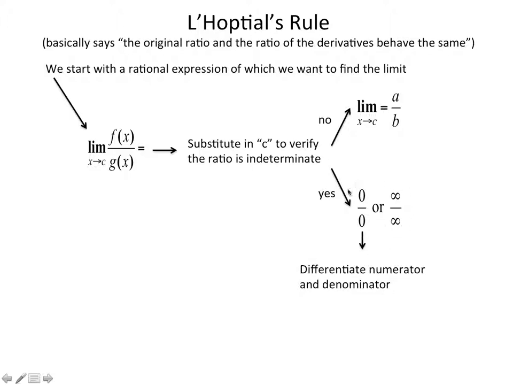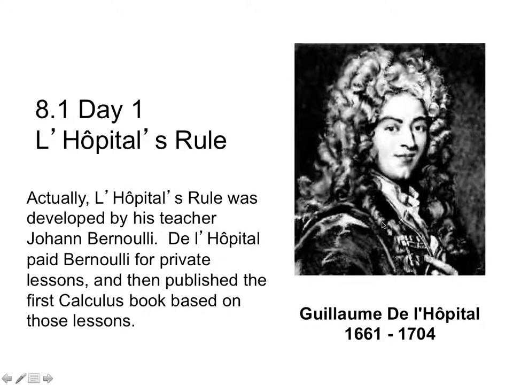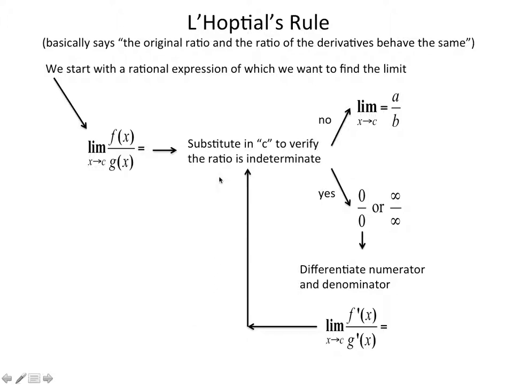So if it's not factorable, and we can't use algebra, then we go ahead and differentiate the top and the bottom. And we plug in c again. So here's the derivative of the top, and here's the derivative of the bottom. We plug c in again. And if it's still 0 over 0 or infinity over infinity, then we go back and differentiate it again. And we keep doing that until we no longer have this form. And if we no longer have this form, that means we're up here and we can find a value. Every ratio of the derivative will be the same as this as long as this is happening.